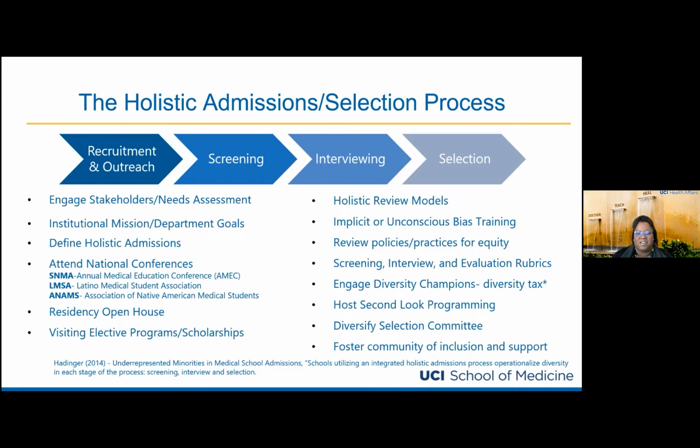The importance highlighting implicit or unconscious bias training, the importance of, once again, that intentionality of ensuring that we're annually or maybe even quarterly reviewing our policies and practices for equity when it comes to admissions and selection, ensuring that we have potentially the inclusion of rubrics at the screening process, the interview process, as well as the evaluation process. That way we can ensure that we're doing everything we can to mitigate bias, and also ensuring that we're all on the same page, looking through a singular lens that's aligned with our mission and, once again, vision and our goals for our departments or institution.